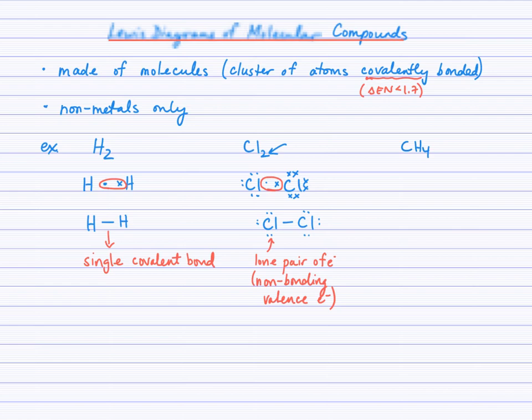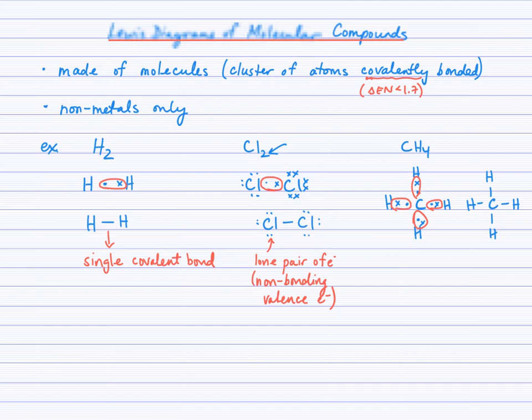So we have carbon in the middle with 4 valence electrons, and then we have 4 hydrogens surrounding. So perhaps you can anticipate the sharing of electrons that's going to happen here in order to make a molecule of methane. And so we'll have carbon singly bonded to each hydrogen.